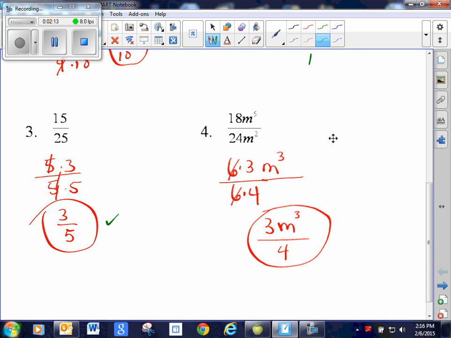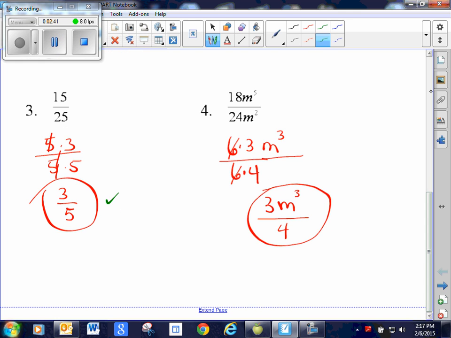And one more with variables. 18, 6 times 3. 24, 6 times 4. And m to the 5th over m squared. 5 minus 2 is 3, so 3m cubed over 4 is our answer. So notice we're not stretching these m's out and canceling them. We're just doing the rules of exponents, which say we subtract and move along. All right, first page, done.